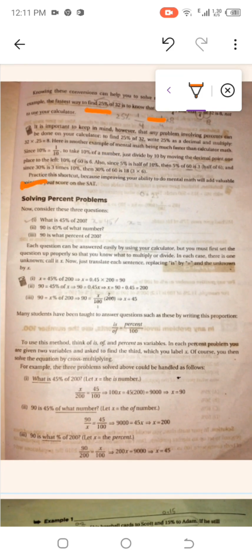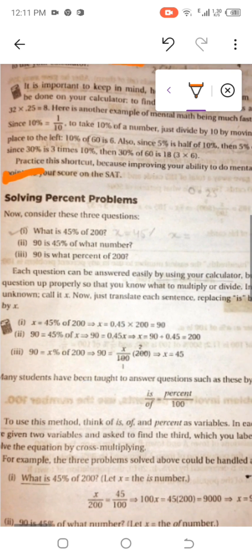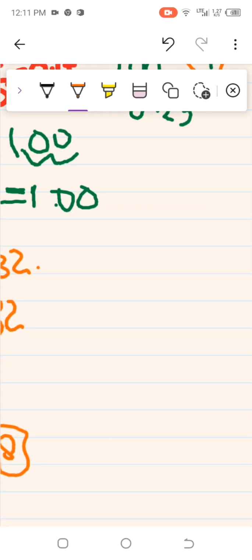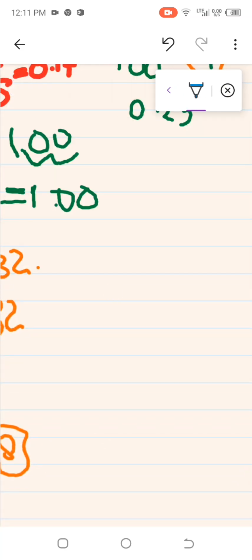Now we are going to solve percentage problems. Here you can see some percentage problems are given. What is 45% of 200? 90 is 45% of what number? 90 is what percent of 200? Let's solve these basic questions. First, what is 45% of 200? As you can see, we have 45%.